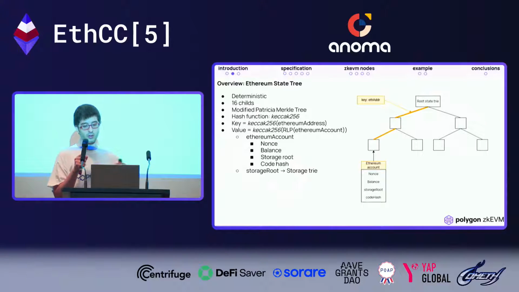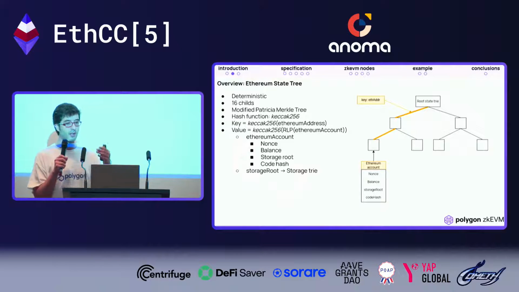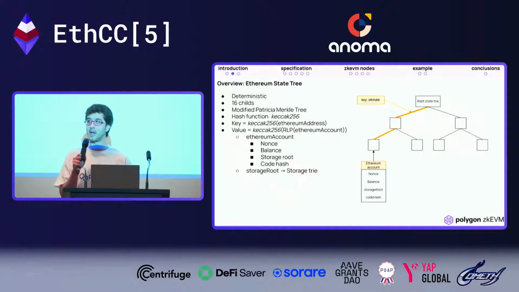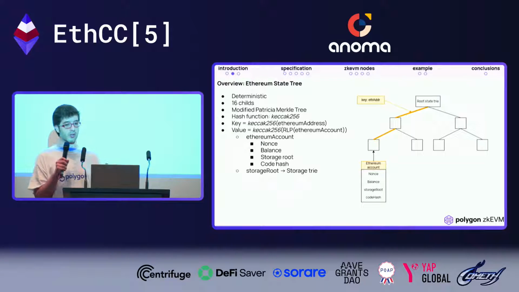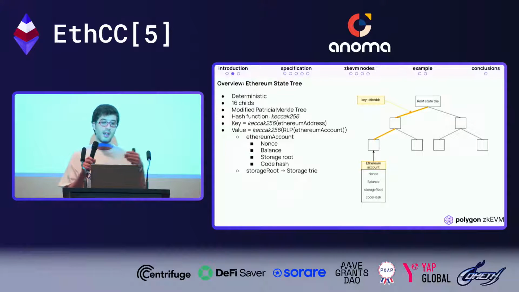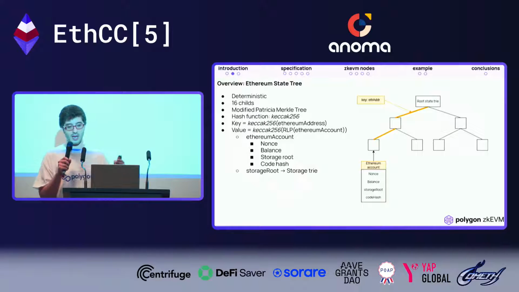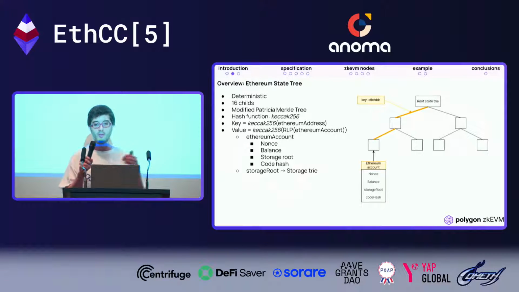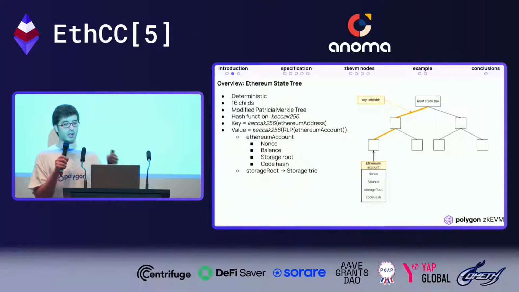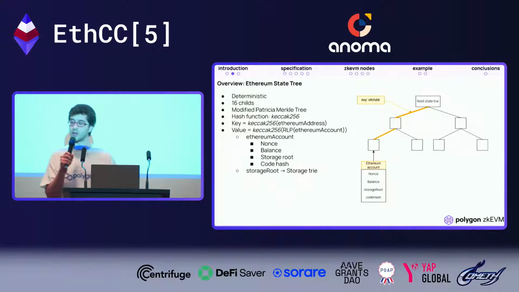When you insert a node in a Merkle-Tree, it has a key and a value. The key is the Keccak of the Ethereum address, and the node in the Ethereum state tree is the Keccak of the Ethereum account. What are the fields inside the Ethereum account? It basically has the nonce, the balance, the storage root, and the code hash. I didn't put it here, but the code hash is the hash of the bytecode of a smart contract, and the storage root is another modified Patricia Merkle-Tree, which has all the storage key values that a smart contract has.